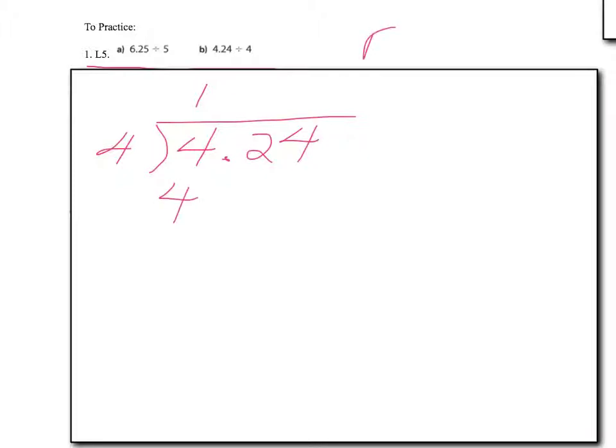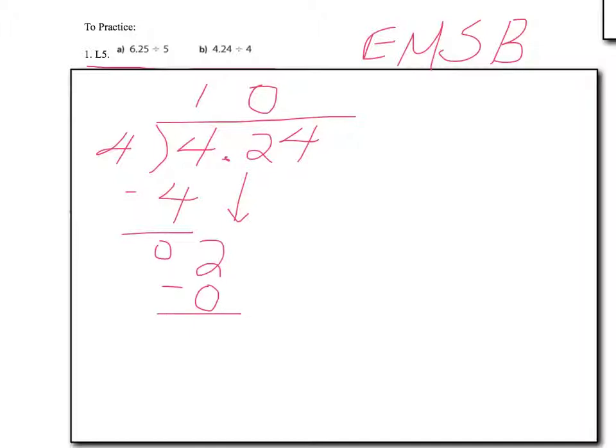All right, I'm going to use long division for 4.24 divided by 4. So how many groups of 4 are going to go into 4? Well, 1. 4 times 1 is 4. So I've estimated, I've multiplied. Now I'm going to subtract and bring down. Subtract is 0. Bring down is 2. 4 times what goes into 2? Well, nothing. And I do have to put that 0 in there. 4 times 0 is 0. 2 minus 0 is 2.